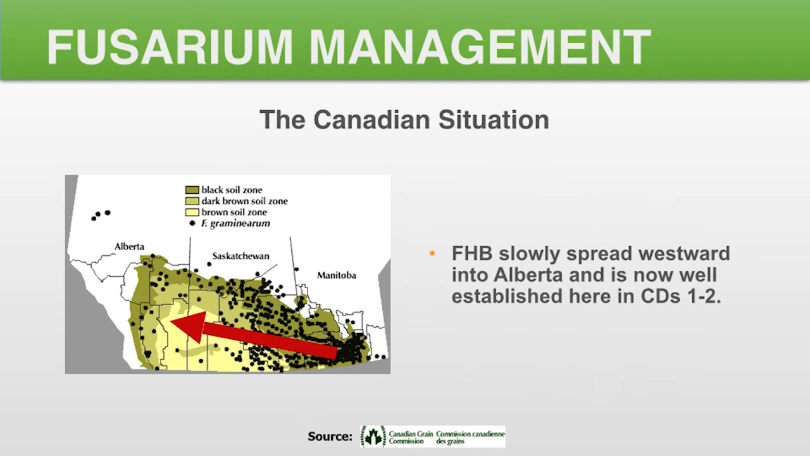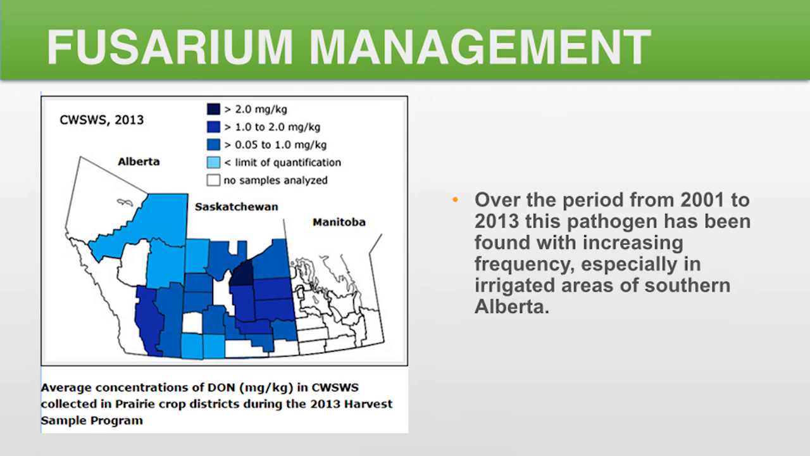Now, in Alberta, being the furthest west of the Prairie Provinces, we've had the luxury of kind of watching it move more slowly since the Manitoba situation, and slowly make its way west into our province. And in 1989, it was confirmed that Fusarium graminearum was present in southern Alberta.